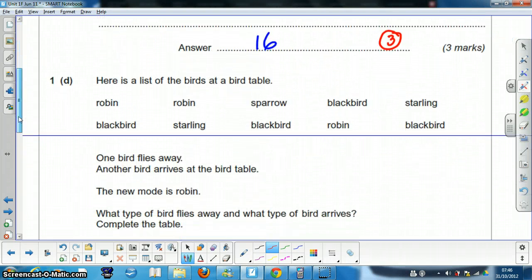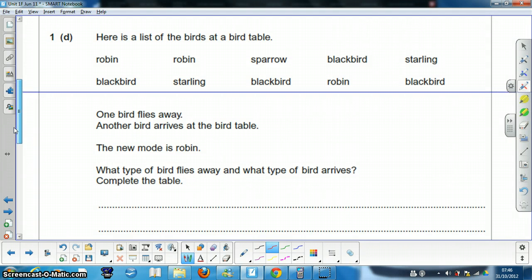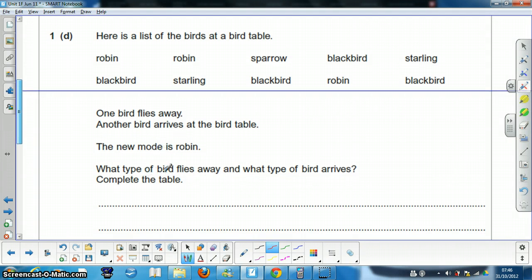Here is a list of the birds on a bird table. 1 bird flies away, another bird arrives at the table. The new mode is robin. What type of bird flies away and what type of bird arrives? Complete the table. Well, let's see how we work this out. At the moment, we have 3 robins and we have 1, 2, 3, 4 blackbirds. So the mode, the type of bird that occurs the most, is blackbird.